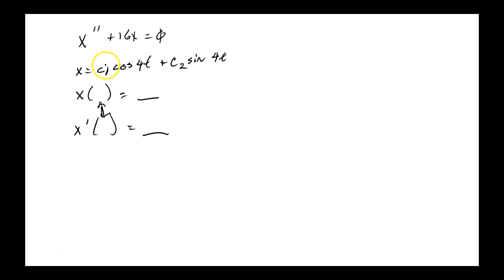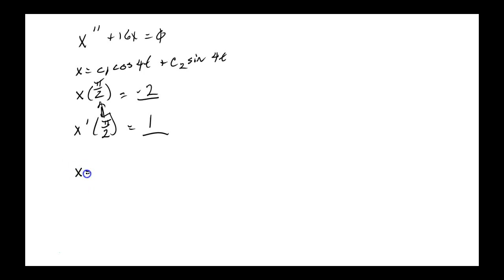Well, what are those? Pi halves. X at pi halves, they say, is negative 2, okay? And x prime at pi halves, it has to be at the same place, is equal to 1. They just have to be real values, but the t values must be the same. So what do we do here? We plug it in.